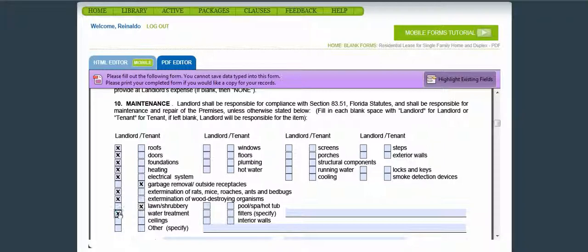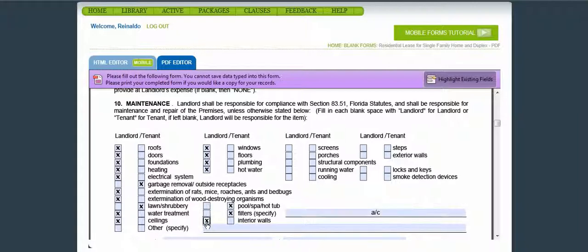Water treatment is the landlord. Ceiling is the landlord. Windows, landlord. Floors is the landlord. Plumbing and hot water is normally the landlord. The pool and spa, sometimes they tell you the tenant has to cover. Filters, the tenant usually does the AC filters. Some owners want to do the AC filters themselves because they have access to the property.